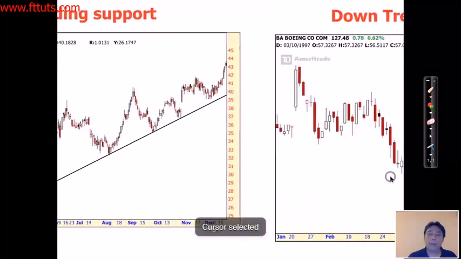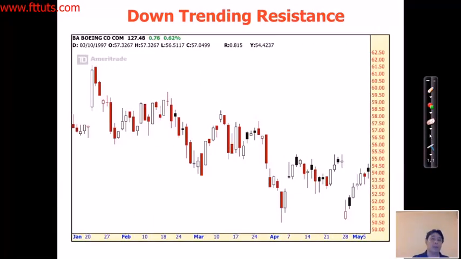The opposite would be downtrending resistance. So if I see a stock on a downtrend, and again, how do you define a downtrend? That's right, lower highs and lower lows. Okay, so when I see a downtrend, I see if I can connect the high points to form a resistance level, a trending resistance.